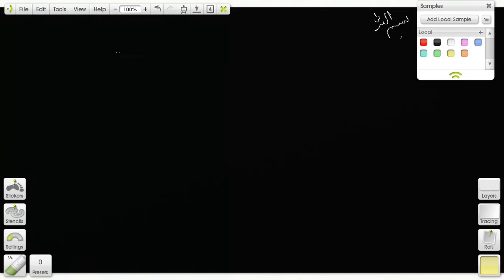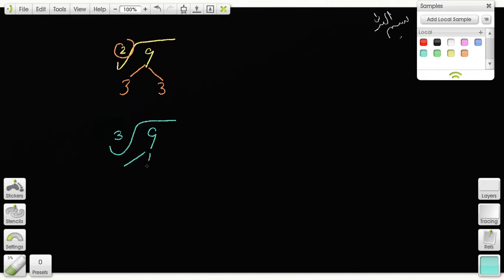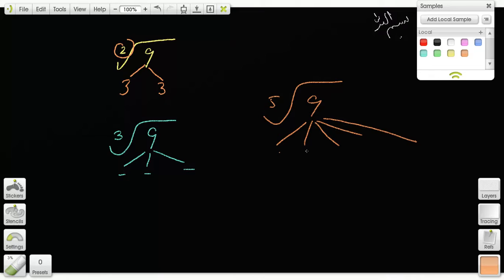So when you say square root of 9, it means what 2 numbers, when you multiply them together, give you 9. When you say cube root of 9, it means what three numbers, when you multiply them together, give you 9. When you say fifth root of 9, you're saying what five identical numbers, when you multiply them together, give you 9. Does that make sense? So first you have to understand that.